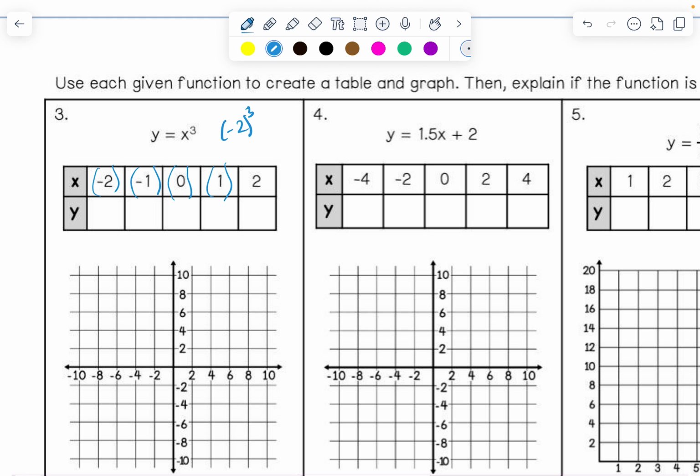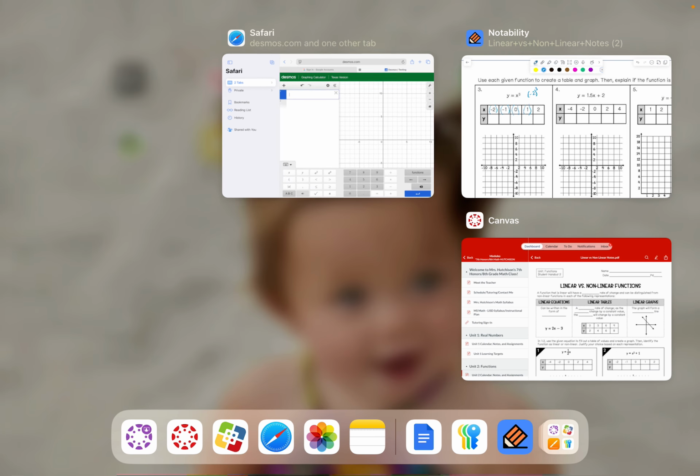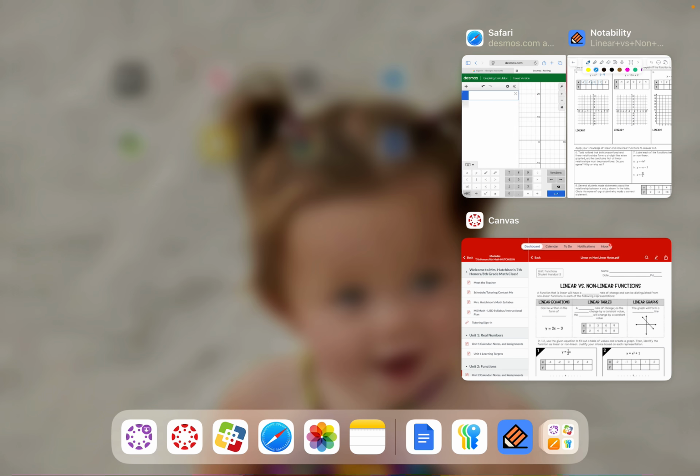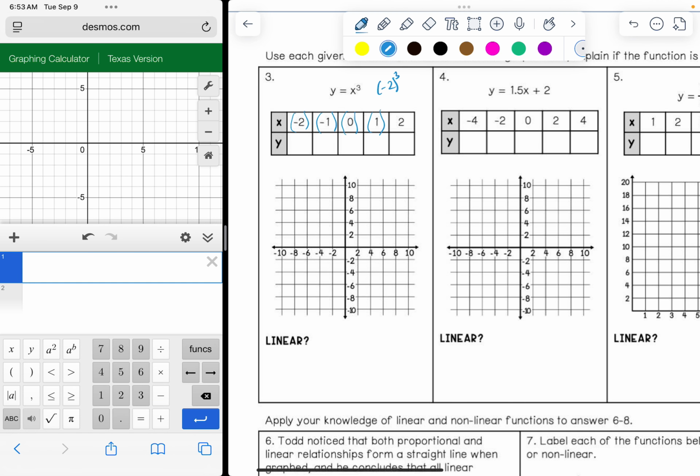Okay. 2 times, that'd be 8. Wait. Is it 9? Actually, I'm confused. Okay, let me double check myself. It's too early for this. All right. I think it should be negative. Okay, so negative parentheses, -2 to the third power. Yeah, -8. Okay. -1 cubed is -1 times -1 times -1, which would be -1.